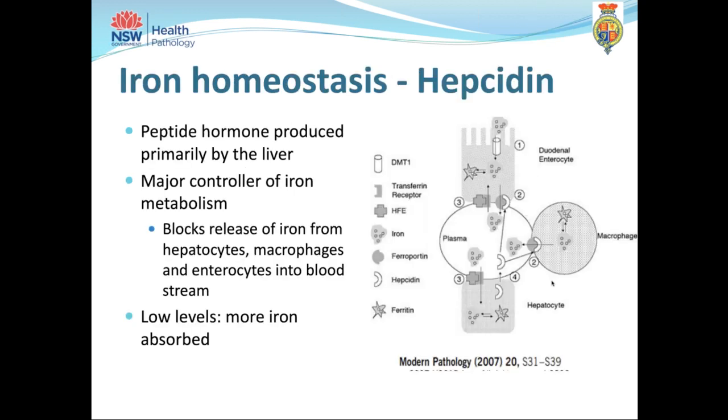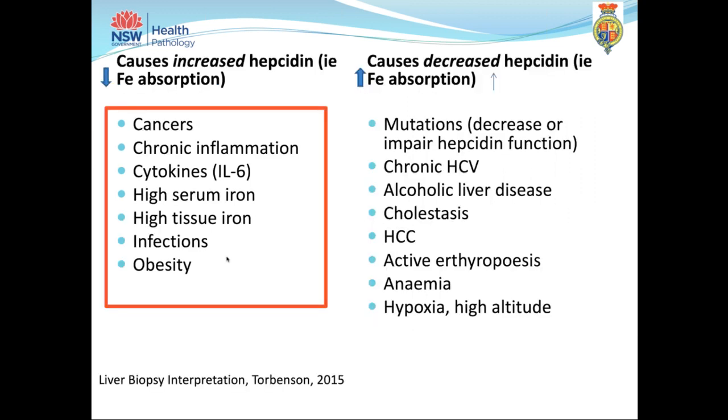So just briefly looking at iron metabolism, this is controlled by hepcidin, which blocks release of iron from hepatocytes, enterocytes and macrophages into the bloodstream. So at high levels, such as you see in anemia of chronic disease, hepcidin levels are increased, reducing iron absorption.